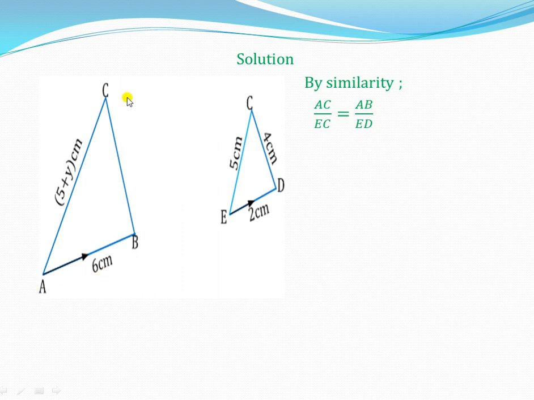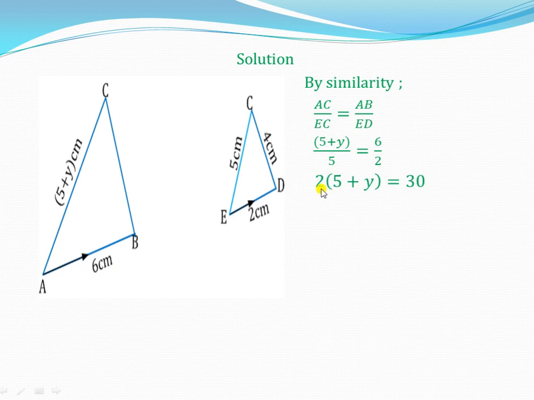So we're going to say AC, which is this, out of EC, which is this, is equal to AB, which is that, over ED, which is this one here. Then we substitute. Remember, AC is 5 plus y, EC is 5 centimeters, AB is 6 centimeters, and ED is 2 centimeters. So I've simply substituted. Then from this point, we shall simply cross multiply.